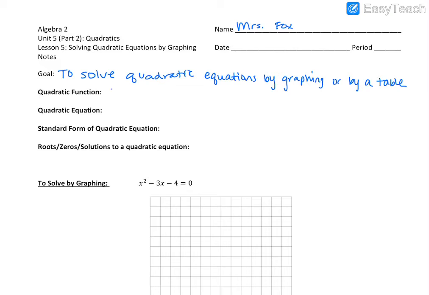In standard form, a quadratic function would be f of x equals ax squared plus bx plus c. Now, it could be f of x or it could be y, so those could be used interchangeably. If I'm talking about a quadratic equation, then it's set equal to 0. There will be no y in my equation. There will be only one variable. The only variable that will show up would be an x, and then that means you could solve and get x alone.